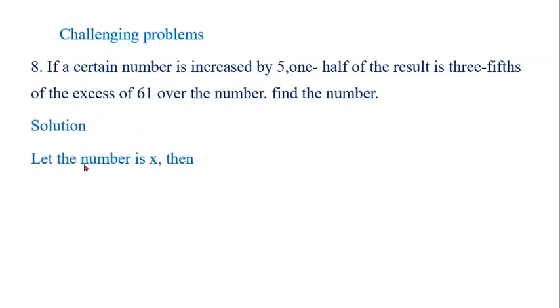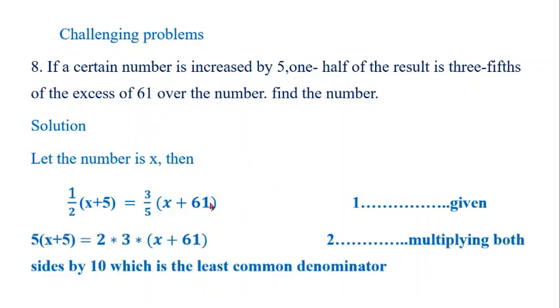Thus, if we assume that the number is x, then it becomes 1 over 2 times x plus 5, because x increased by 5 means x plus 5. One half of the result of this means x plus 5 divided by 2. Then is 3/5 of, means 3 over 5 times the excess of 61 over the number, means x plus 61. So this is given in the word problem orally.